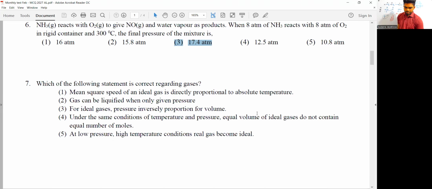Okay, the next one is about gases. It's a theory question. We'll see. Which of the following statements is correct regarding gases? So first one says mean square speed of an ideal gas is directly proportional to absolute temperature.